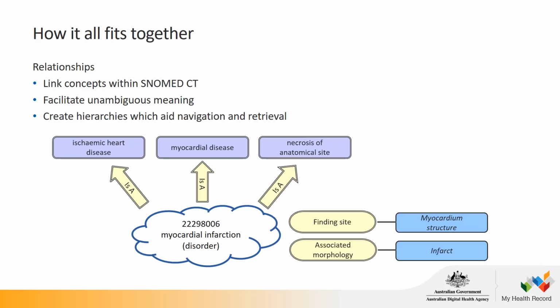Another reason for relationships is to create hierarchies, or a tree-like structure, which aid navigation and retrieval. These are called ISA relationships, or supertype-subtype relationships. In this particular example, myocardial infarction has an ISA relationship to ischemic heart disease, another ISA relationship to myocardial disease, and an ISA relationship to necrosis of anatomical site. A concept can have multiple ISA relationships, and that is how you get a tree-like structure in SNOMED CT.